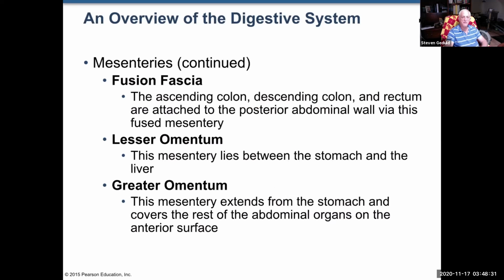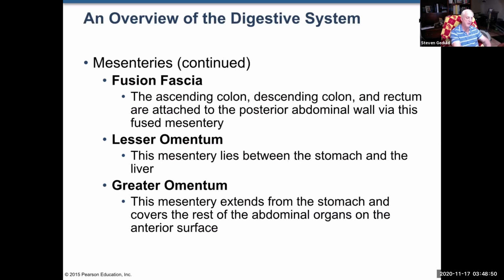You also have fusion fascia. Fusion fascia is where it's fused up, attached to the colon. It attaches to the ascending colon, the descending colon, the rectum. Those all attach to the posterior abdominal wall with this mesentery. They hold the ascending, descending, and the rectum to that posterior wall through this fusion fascia.